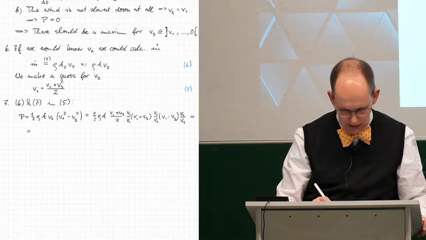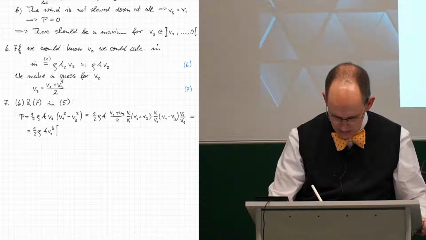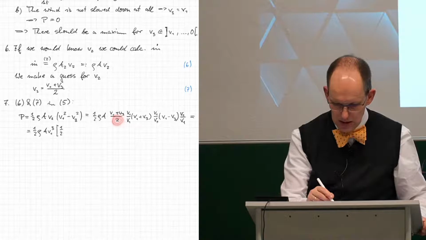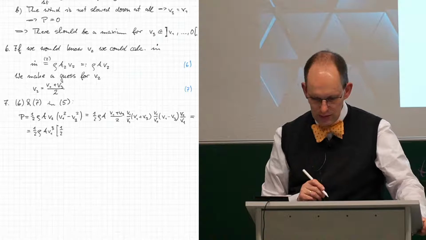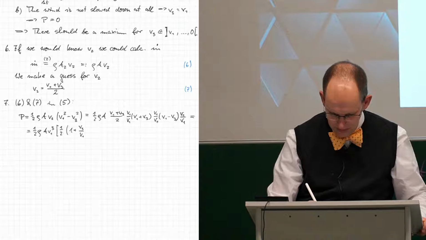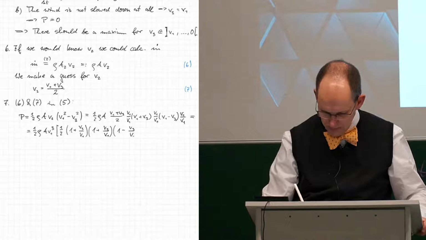So then I have here 1/2 rho A V1 cubed, and I have all the rest, right? So I have 1/2 from this here. And then I divide through V1. So if I divide by V1, then I get here 1 and here V3 over V1. So I have V1 times (1 plus V3 divided by V1), (1 plus V3 divided by V1), and then (1 minus V3 divided by V1).